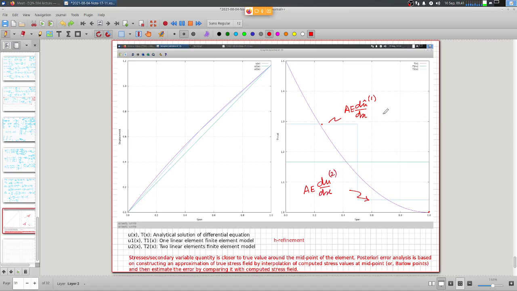Now obviously element 1 is a first degree polynomial, right? So it will be a0 plus a1x. So du by dx of course is going to be constant, a1. So AE times du by dx, so that's what you get here, constant. So now obviously your true solution is quadratic. If you have to approximate a quadratic variation with a constant, you will only be able to get whatever is the best fit solution in the least square sense. And that is the best you can do.